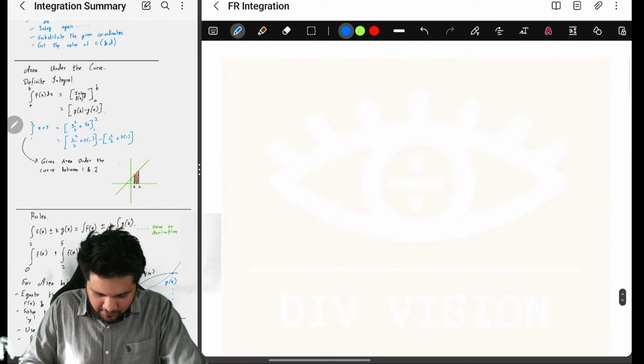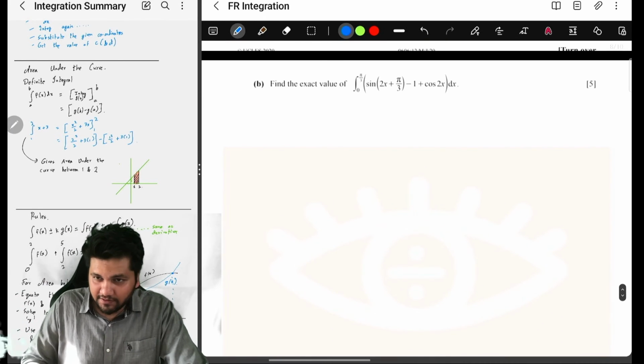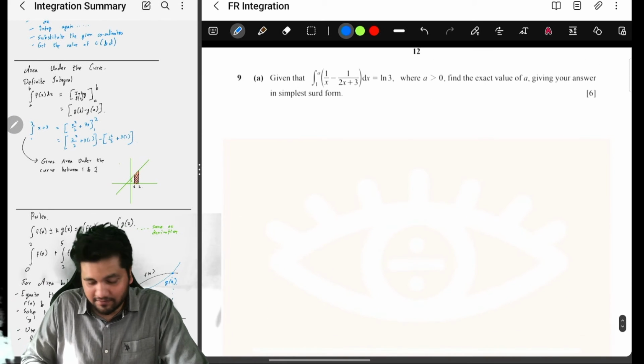Now this is another question you got. Oh, the sequence got messed up actually. B is first, A is second. So just please take care of it.